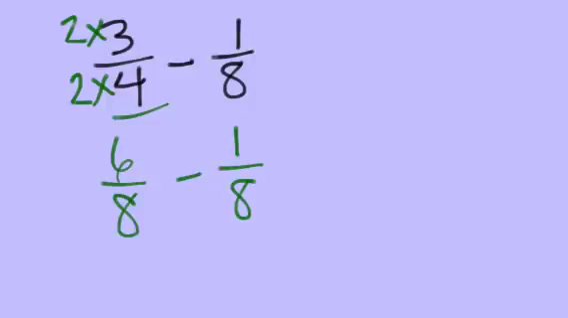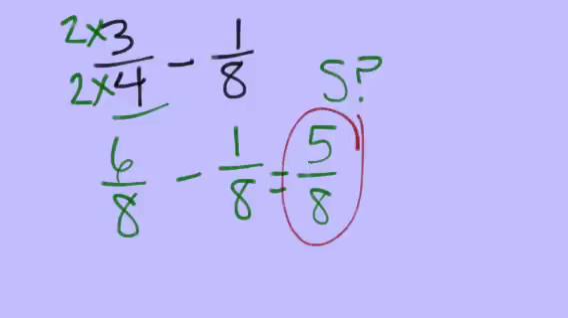Step 1 is complete. Step 2 is subtract: 6/8 minus 1/8 is 5/8. Step 3, can I simplify? Think of the factors of 5 and the factors of 8. You could list them or look at a chart, and you're going to find that no, they don't share any common factors other than 1. 5/8 is my final answer.